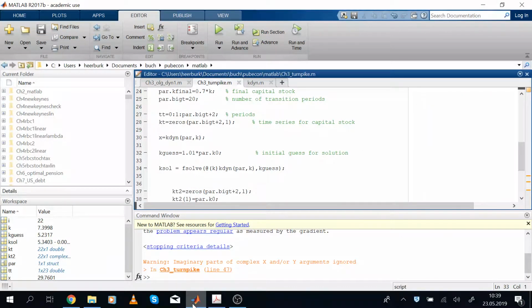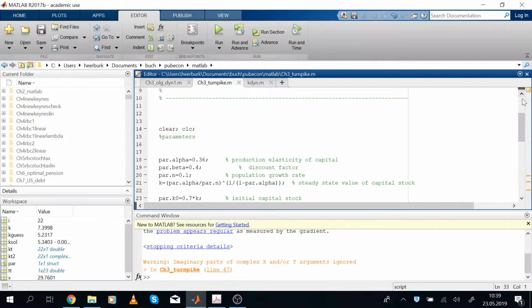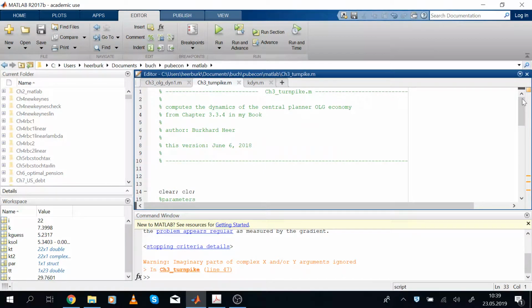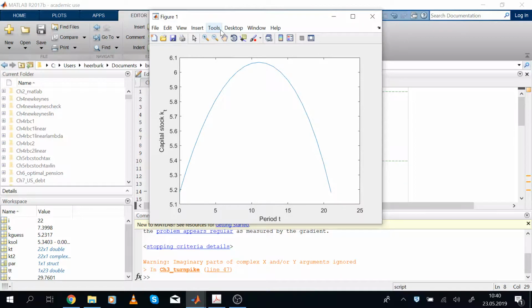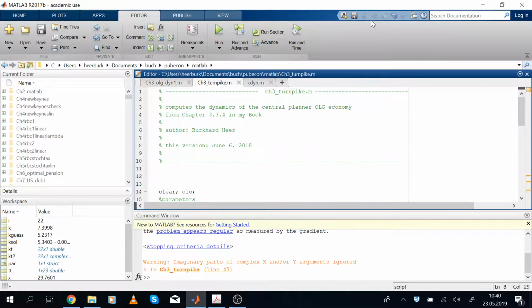For this reason, download all my computer code for chapter 3 from my homepage and save them all in the same directory, otherwise it will not work. So please be careful with this. Now the program that I would like you to open is chapter 3 turnpike.m, and first we should see if this works. So let it run and see if everything is fine on your computer. And as you can see, it computes the solution as graphed in the slides and in my book. So the program works fine.